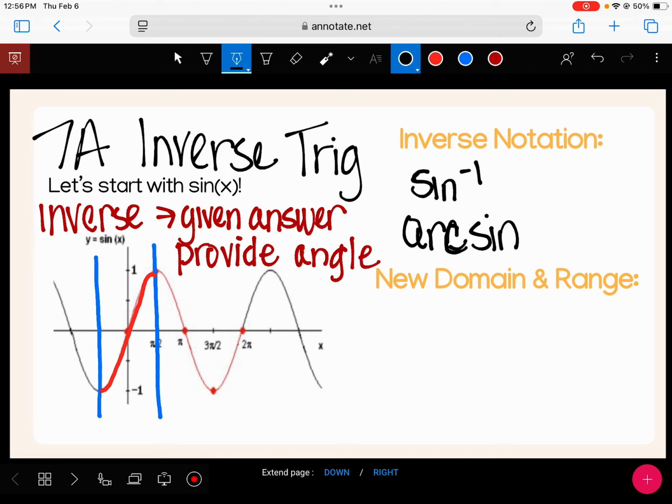So arc sine. So it could also be arc sine -1. Oh, it'll say arc sine. Mm-hmm. Both of those mean inverse.